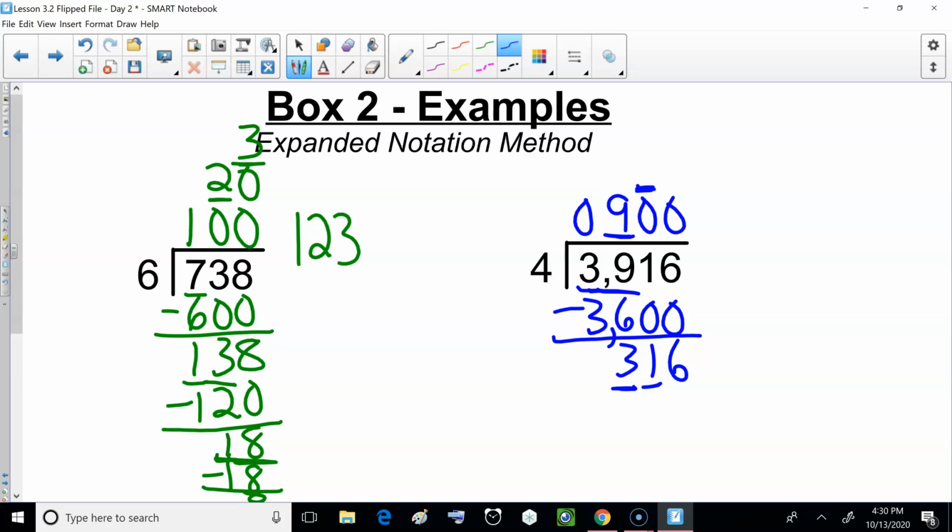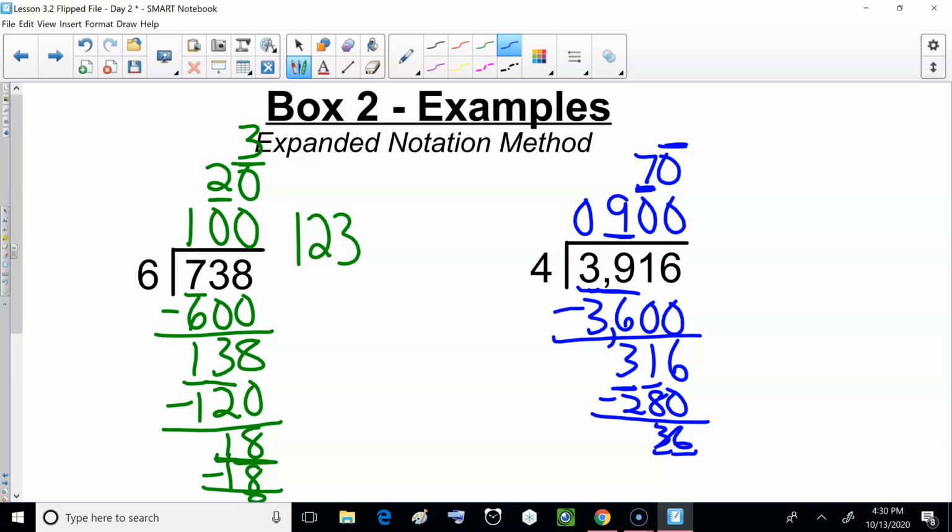So 4 can go into 31. Let's see, that would be 5 would be 20, 6 would be 24, 7 would be 28. 4 times 8 is 32. That's too many, so I'm going to go with 70 right here. 70 times 4 is 280. I'm going to subtract and get 36. And the 3 is less than the 4, so I'm good to move on to my 1's place value. So now 36 in the 1's place value. 4 can go into 36.